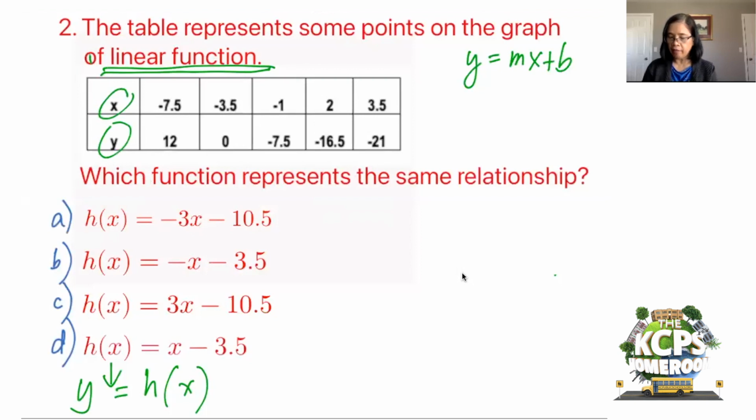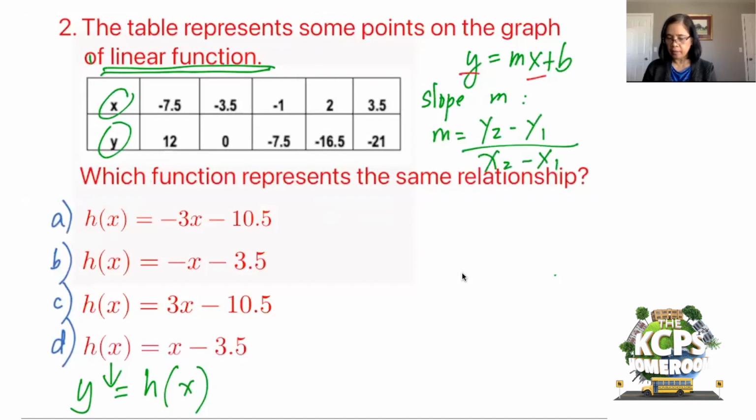We can take a point, x and y, any point on the table. And our goal here first is to find our slope. If you remember the slope m, we have the formula m equals y sub 2 minus y sub 1, or the difference in y, over x sub 2 minus x sub 1.